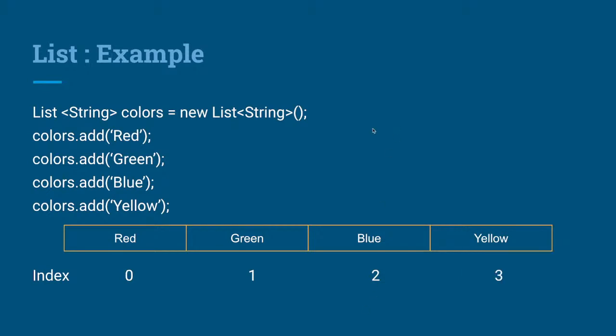So here you can see with this diagram, you can understand the indexing. We stored 4 values into this colors variable. Here you can see 4 values are available: red, green, blue, and yellow. And if we go to the bottom, indexing is available. Index number 0 is representing red, 1 is representing green, 2 is representing blue, and 3 is representing yellow, right? So it is default.